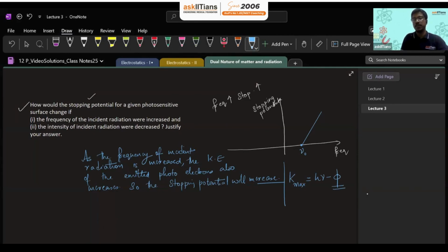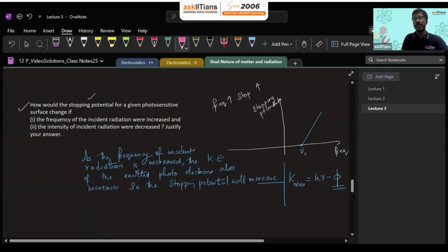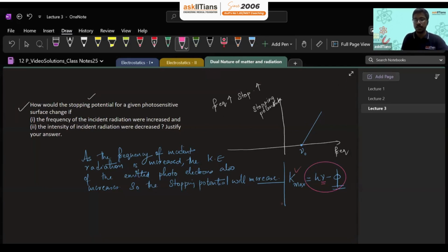So this phi is a constant for a certain material, right? The work function, and the threshold frequency is also a constant. So if you increase the frequency of the incident radiation, that is this nu, this term becomes more and more larger. That means the kinetic energy term will become more and more larger since phi is a constant, and hence the stopping potential will also increase.